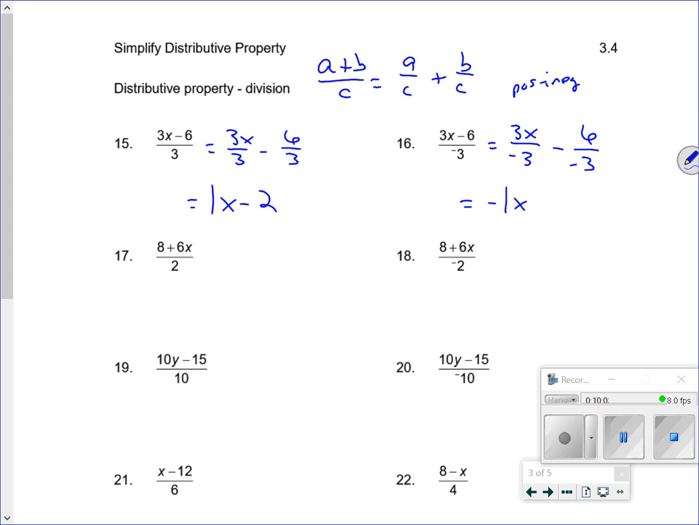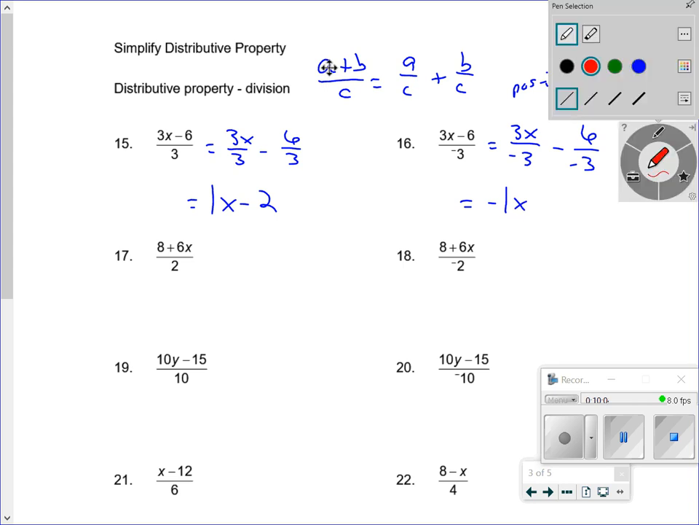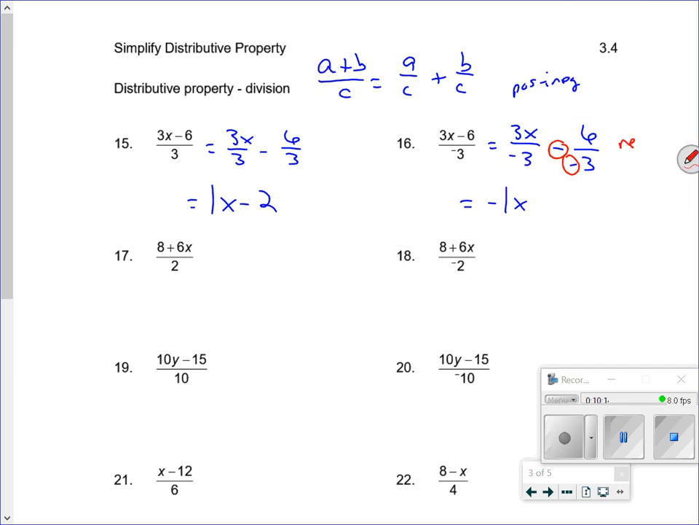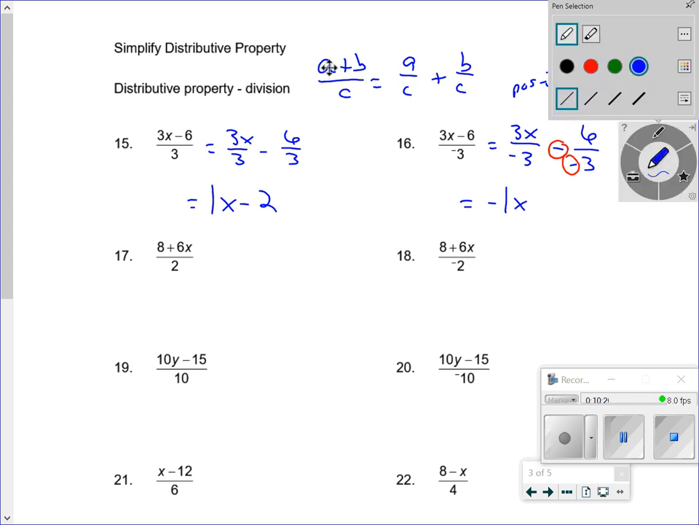And look at the second one, because this one slips by us sometimes. We see this minus and this one. So that is a negative divided by another negative. So that answer is going to be positive. So negative 6 divided by negative 3 is positive 2.